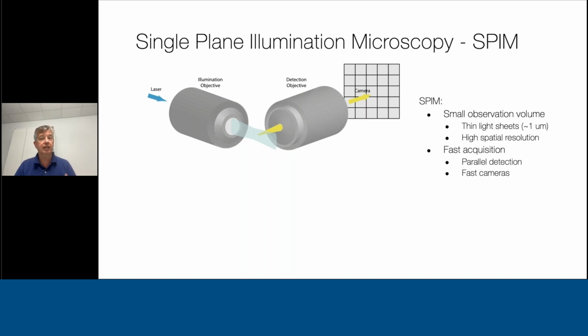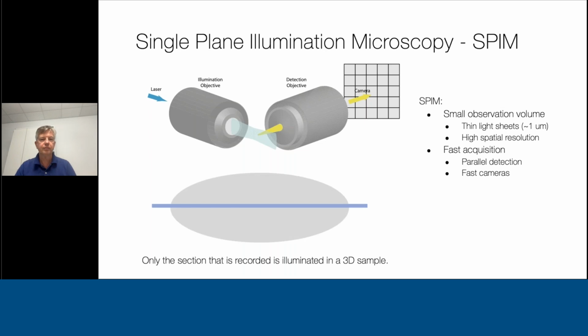The second thing is that you can do very fast acquisition, because EMCCD or scientific CMOS cameras can easily record thousands of frames per second. That allows you to do parallel detection on all the pixels, and in all the pixels you see the dynamics, and you are fast enough to see single molecules move.